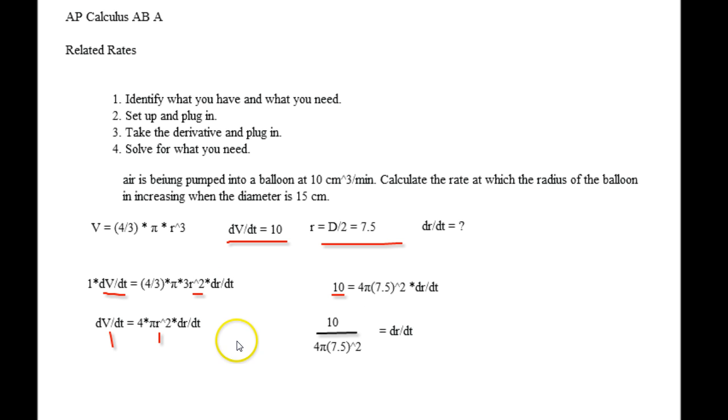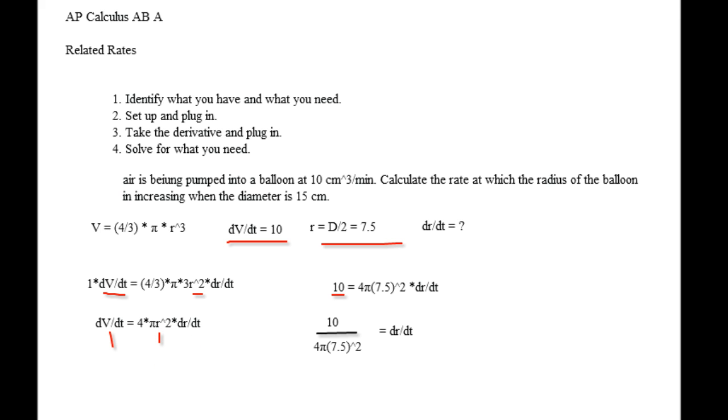times dr/dt, because when you differentiate with respect to another letter, you have to write that down implicitly. Okay, so now we have it all written out, and then we simplify it. The 3's cancel out, and we're left with dV/dt equals 4 pi r squared times dr/dt.